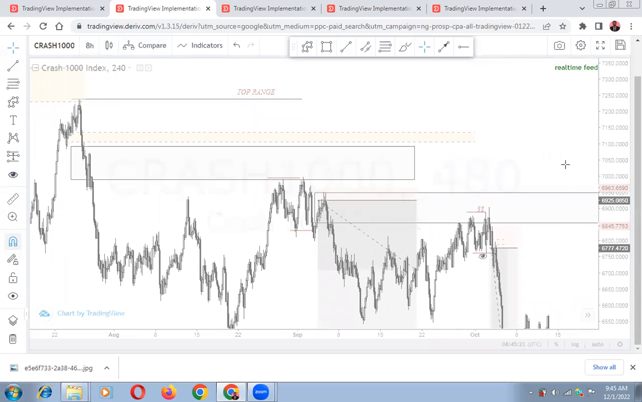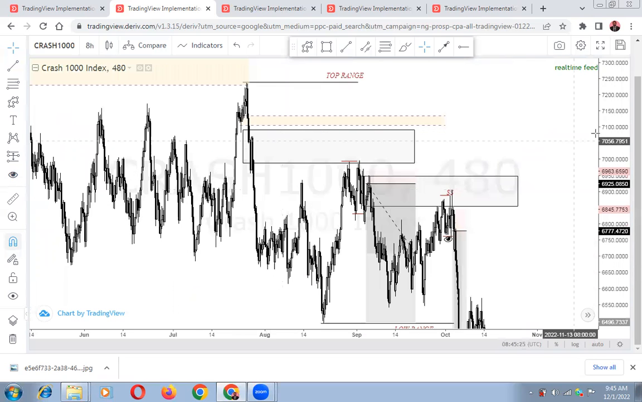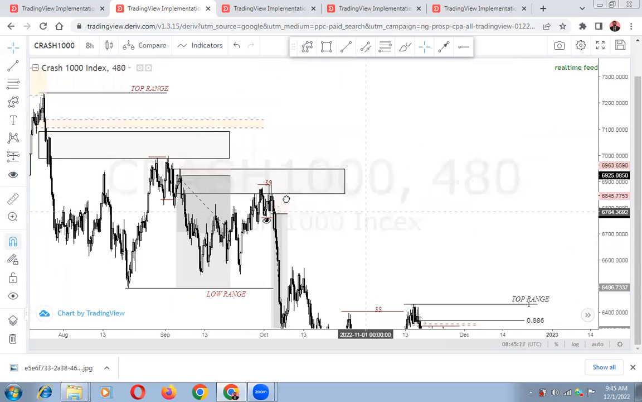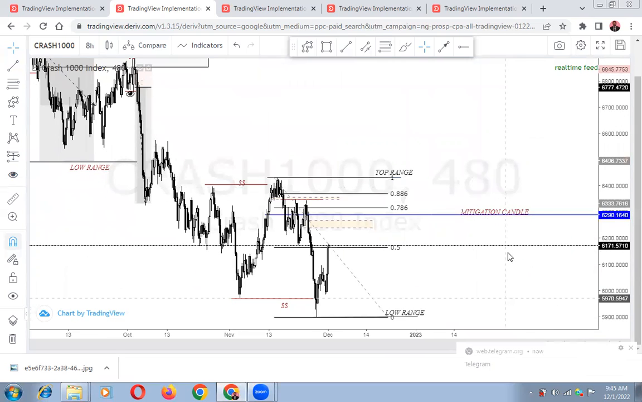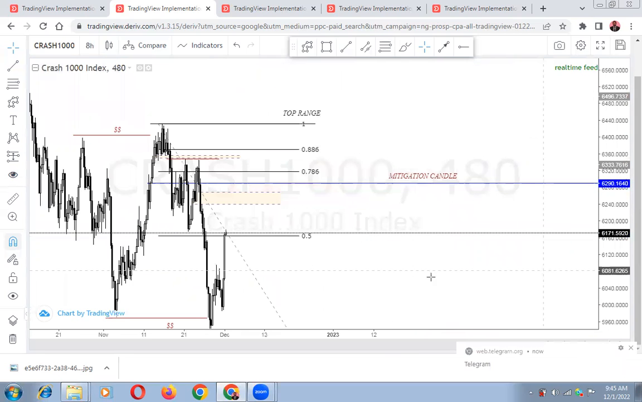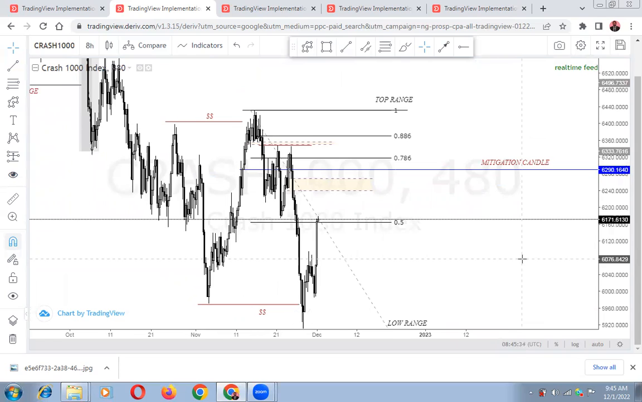You can wait for price to come to that point of interest, and then on the lower time frame, you can play the fair value gap or the mitigation candle. So I'll be dropping this as well in that place.